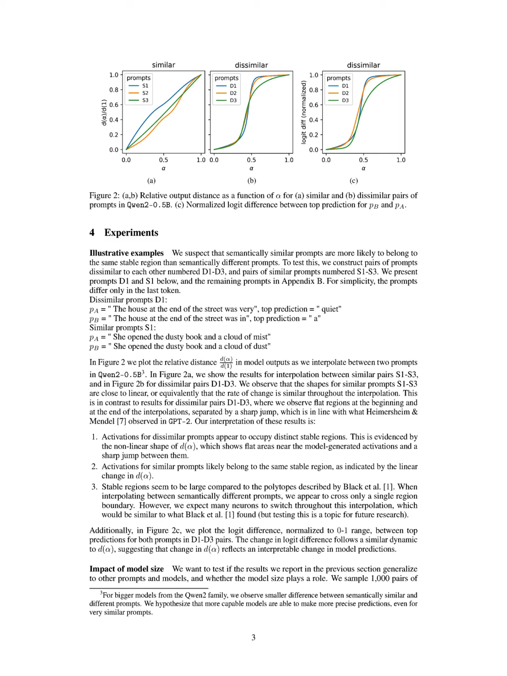In contrast, for similar prompts S1, "she opened the dusty book and a cloud of mist" and "she opened the dusty book and a cloud of dust", the output change was linear throughout the interpolation, suggesting that these prompts belong to the same stable region. This difference in behavior supports our claim that semantically similar prompts are more likely to reside within the same stable region, while dissimilar prompts are separated by distinct boundaries.